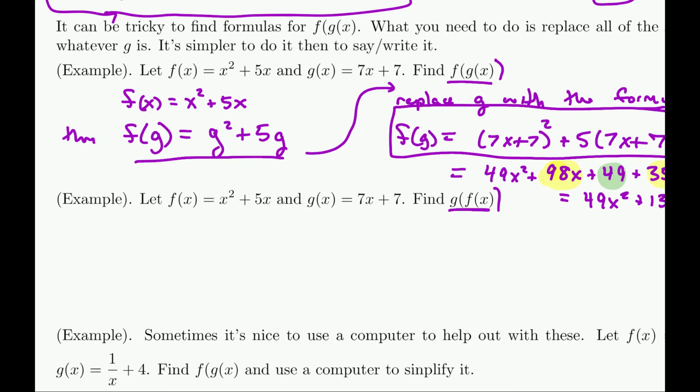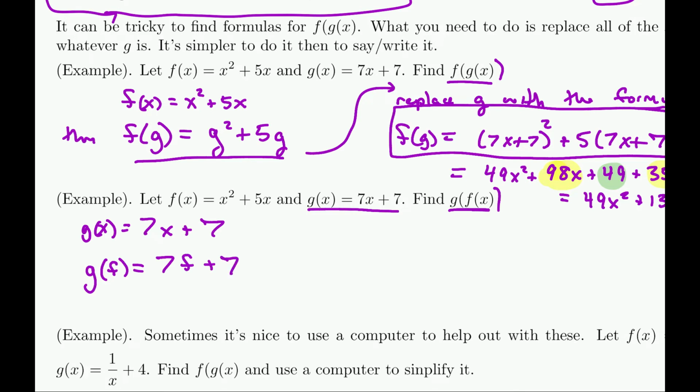So how would I do this? So I would start by writing g of x. So I would go g of x is 7x plus 7. Then I would say, okay, but I'm not looking for g of x, I'm looking for g of f. So replace the x's with f. So g of f is 7f plus 7.